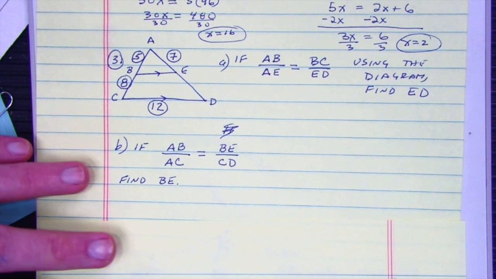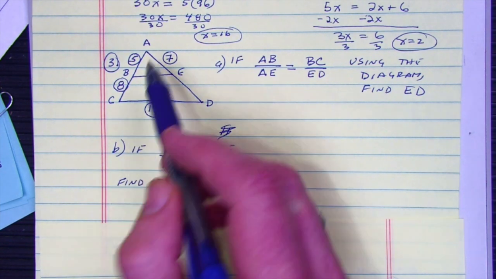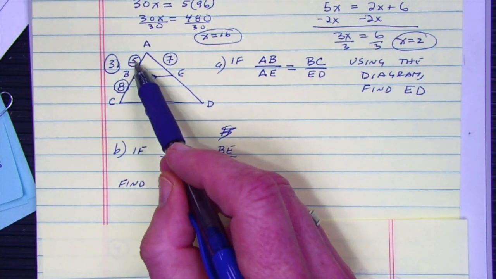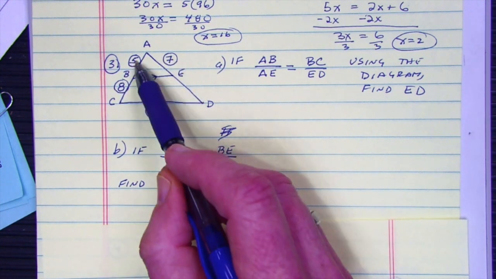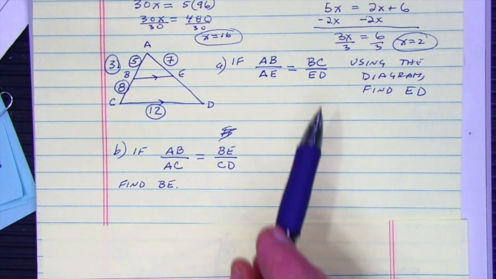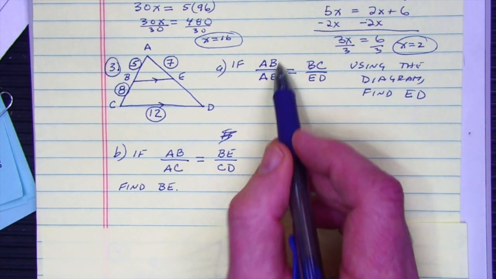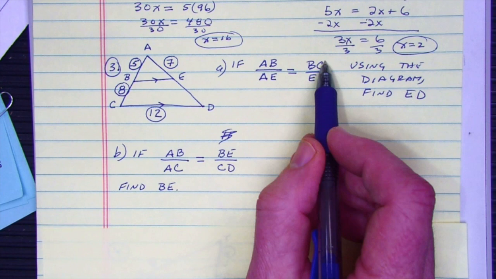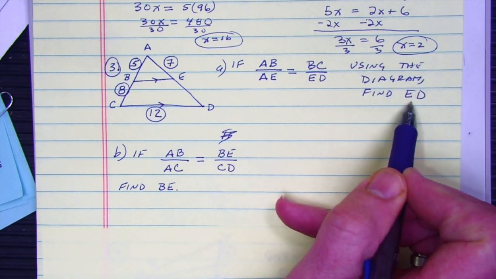So I'm going to use a diagram for both of these. Okay? So I gave you the diagram with the letters on it. And by the way, I circled the lengths. Now that's just number 3. I circled the lengths to make it a little bit easier to see. And I gave you a proportion here. Okay, and it says AB over AE is equal to BC over ED. And I'm going to use the diagram to find the value or length of ED.